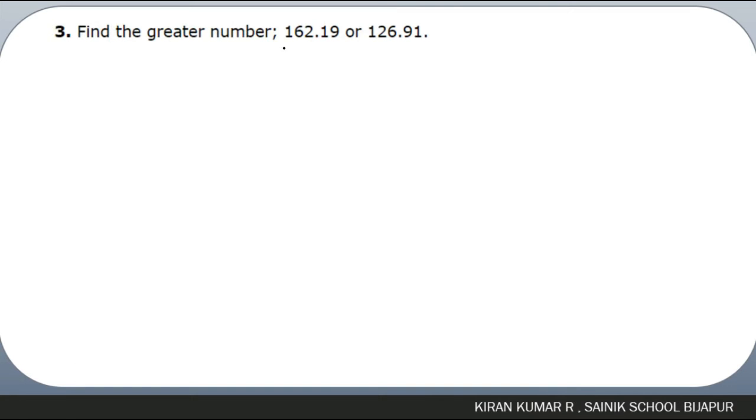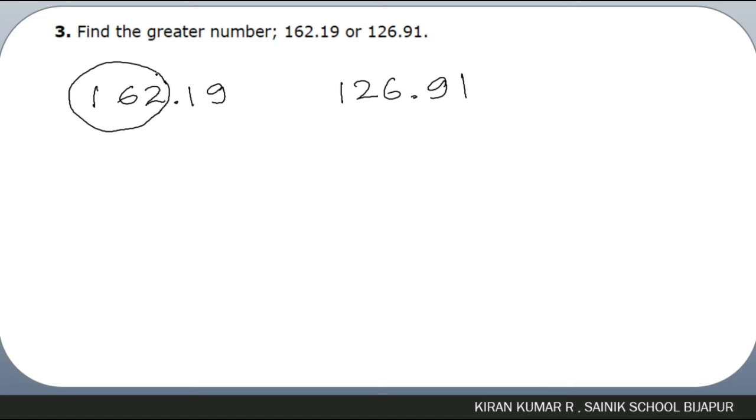Find the greater number in 162.19 and 126.91. I'll rewrite the numbers: 162.19 and 126.91. We have to look at the integral part. Here we will compare the integral part. In the hundredths place we have got 1, so we have to look at the tenths place.